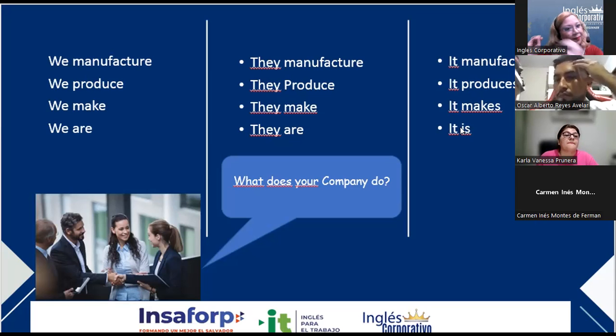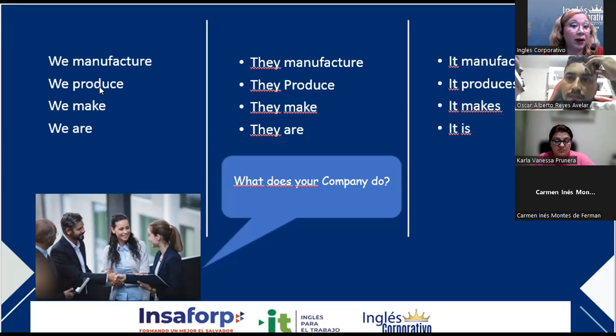We can use it. We can use they and we can use we, okay? Of all these, the most inclusive one would be including myself, identifying with the company, right? So I can say, what does your company do? We produce, let's say, doors, right? We produce doors. We make cupcakes, right? We are a construction company.